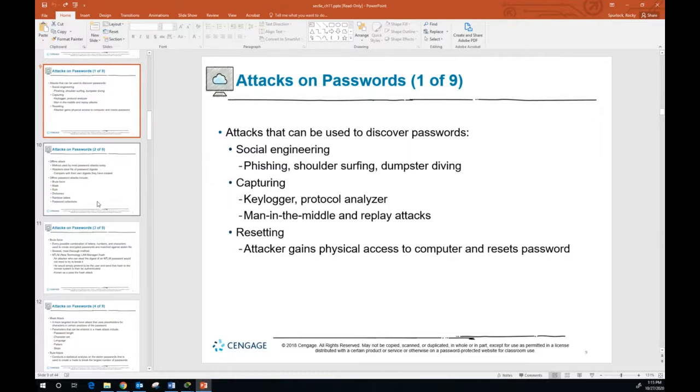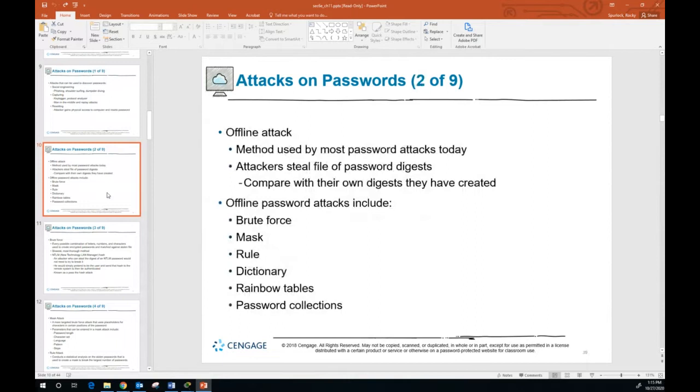Resetting is also an attack on the password, where the attacker gains physical access to the computer and resets the password. With a lot of online passwords, they do not even have to have physical access to the computer. If your email is compromised, they can request password resets to other systems and then use your email to reset your password.